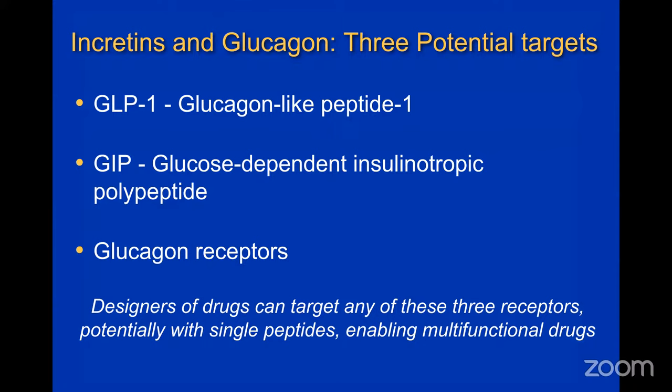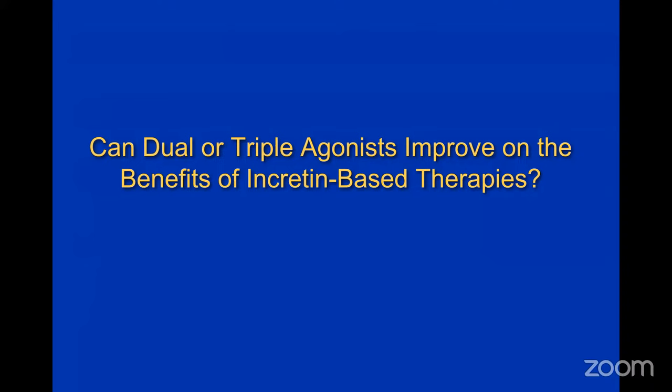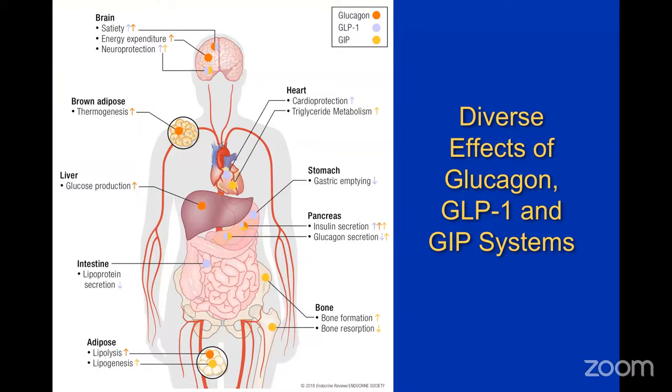It's also important to understand that there are three incretins, and cardiologists should understand the incretins: GLP-1, GIP, and glucagon receptors. You can design multifunctional peptides that can be agonists, or in some cases antagonists, for any of those three receptors. And you can do it in a single molecule. Basically, you create a hybrid. And so the question is, what about dual or triple agonists?